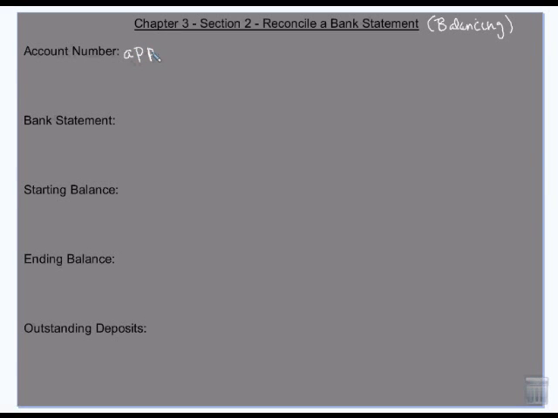All your checks. And your deposit slips. And paper and electronic statements.